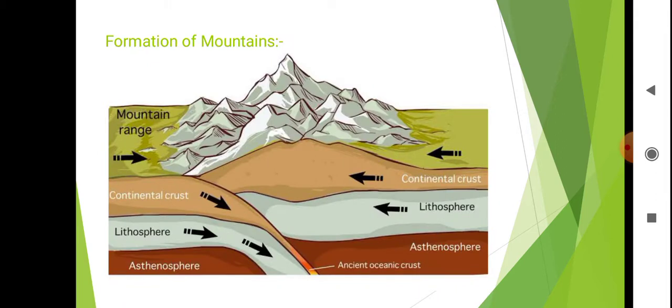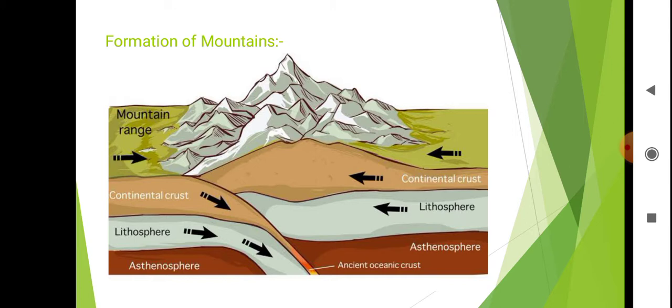Mountains are formed due to folding, faulting, and volcanic activities. There are three important terms in the formation of mountains. How do mountains and hills develop, what are their activities, what is the process? Some mountains are folding mountains, some are faulting mountains, and some are volcanic mountains.